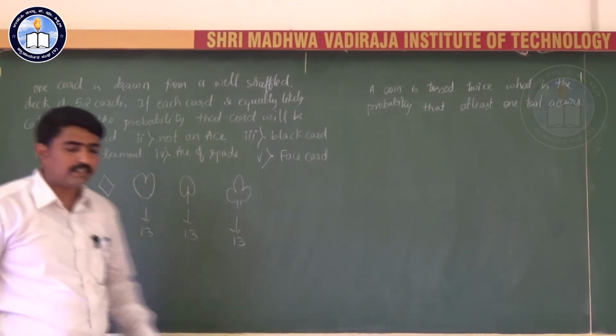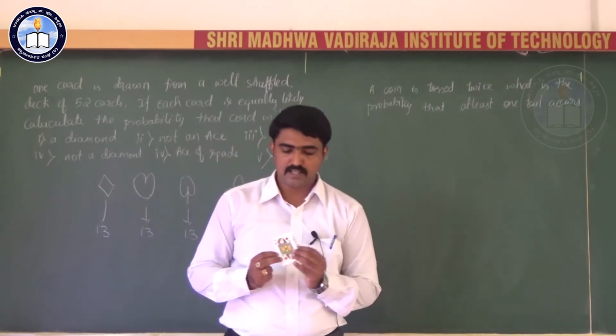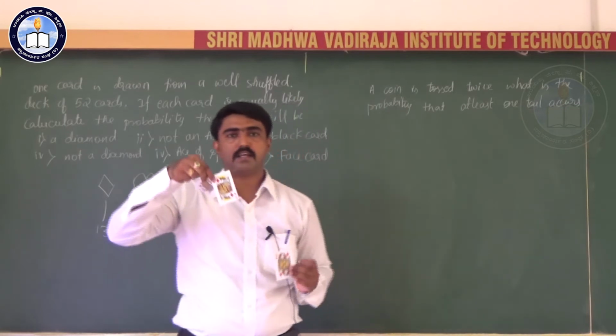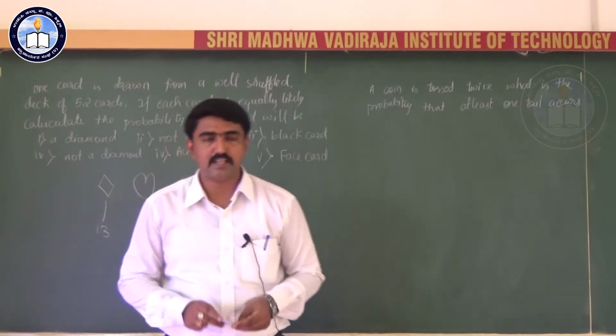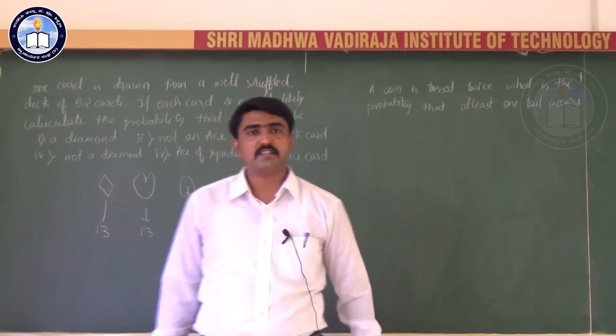Out of these there are 3 face cards, for example that is J, Q, K. So J, this is one face card, Q another, K, these are the 3 face cards. So how many face cards will be there?